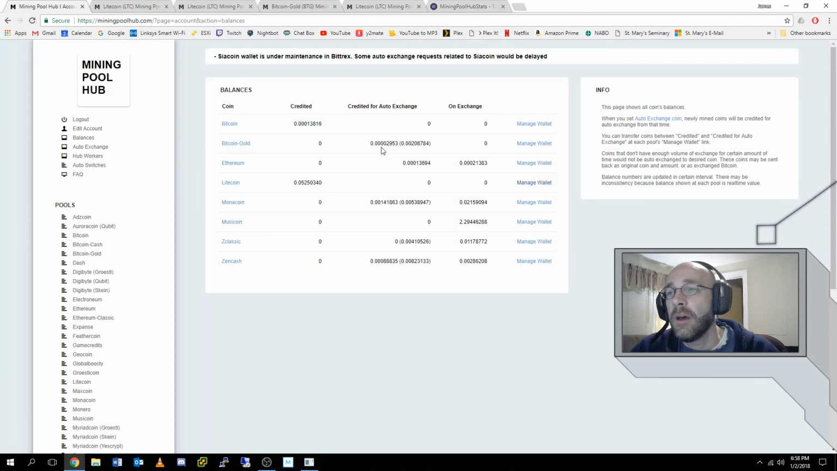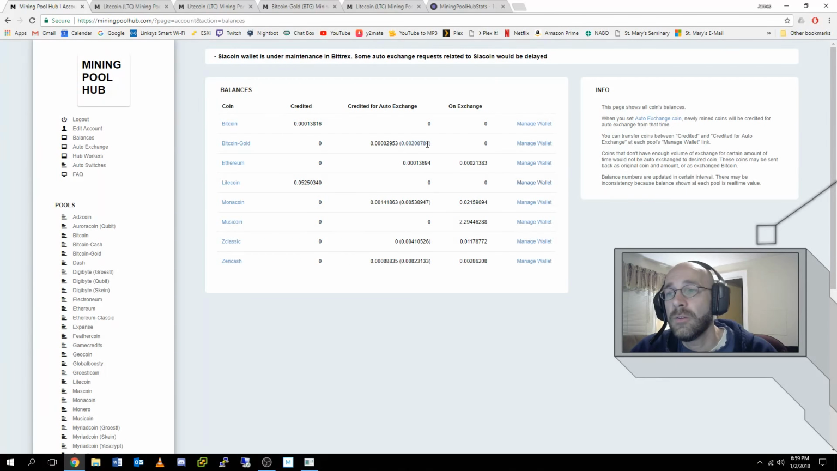We have an amount of Bitcoin Gold here that has been credited for the auto exchange. So this amount here has been confirmed and ready to go out to one of the exchanges. But there is a number in parentheses here, and if you hover over this, it will say unconfirmed. Okay, so we have an unconfirmed amount. Basically what's happening here is we're waiting for this unconfirmed amount to become confirmed. As soon as it does, it gets added to this number here.